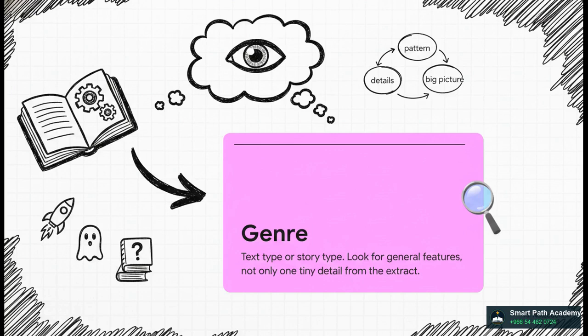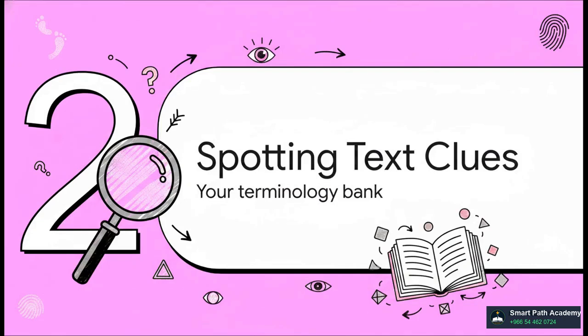It's like a giant puzzle. One single piece isn't enough to crack the case, right? We really need to step back and look at the whole big picture of what the text is actually trying to do. Section 2. Spotting text clues.